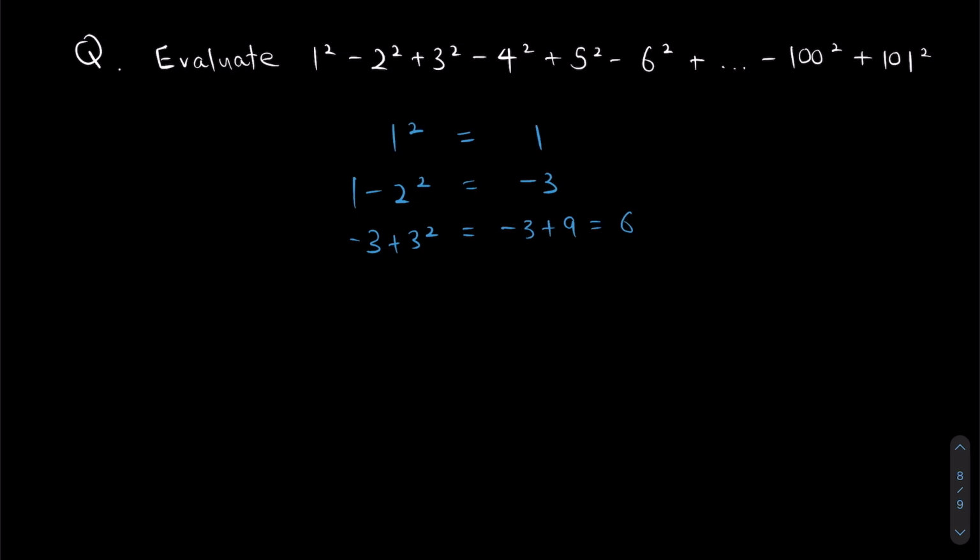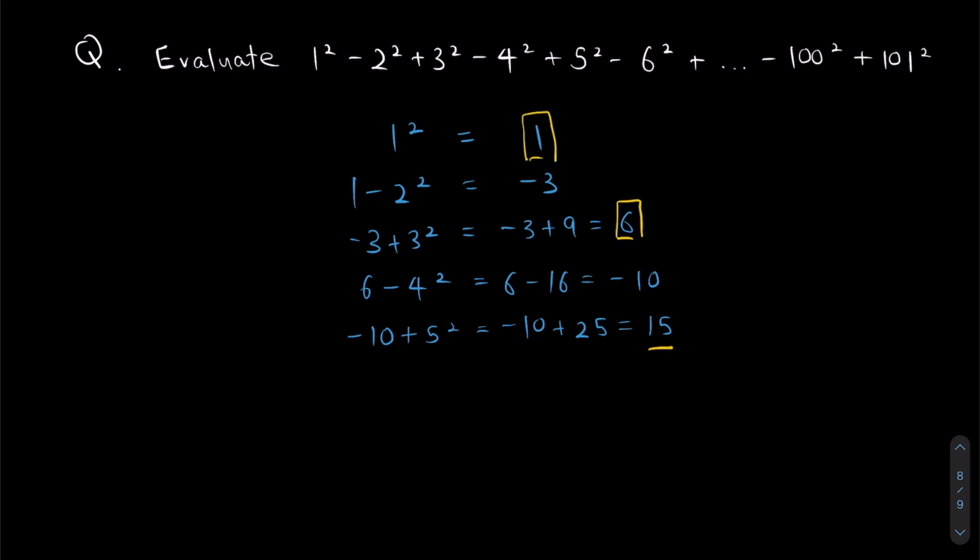And we're going to keep going for 2 more lines, just so it will be easier to see the pattern. We'll take 6 minus 4 square, which is 6 minus 16, and that gives me negative 10. Finally, last line, negative 10 plus 5 square, that would be negative 10 plus 25, which would give me 15. Now, I want us to pay attention to these numbers right here, basically the answers. Paying special attention to the positive numbers. So that is 1, 6, and 15.